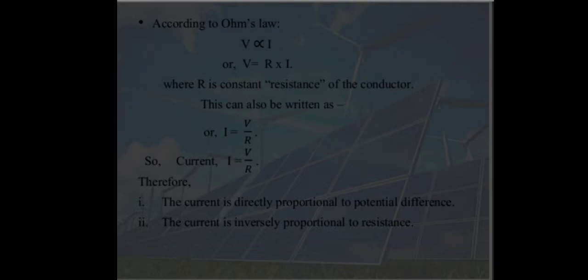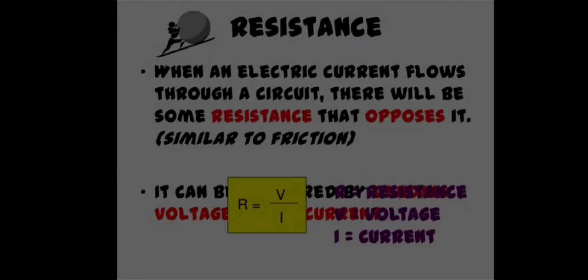Now the next thing is, what is resistance? When an electric current flows through a conductor, there will be some resistance. Resistance means that which opposes, which prohibits the flow of electric current in the conductor. So this resistance always opposes the current flow through the conductor.